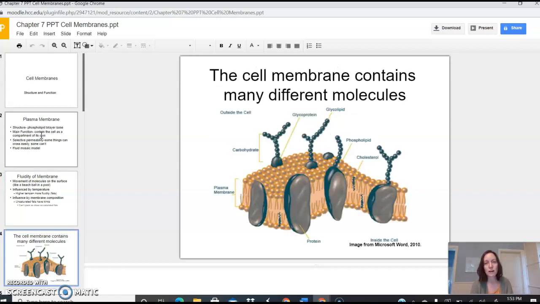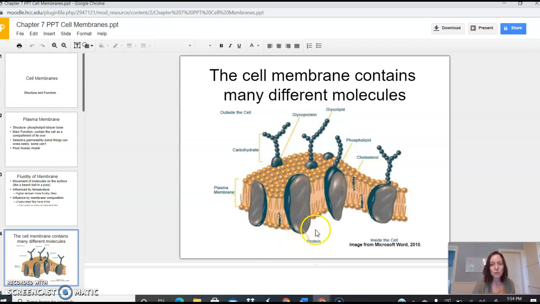So here's a little picture of a plasma membrane. You can see the phospholipid bilayers, kind of like the brown sandwich here with the little tails sticking towards each other. So that gives a layer of hydrophobic material, and that helps to regulate the amount of water inside the cell versus outside the cell.